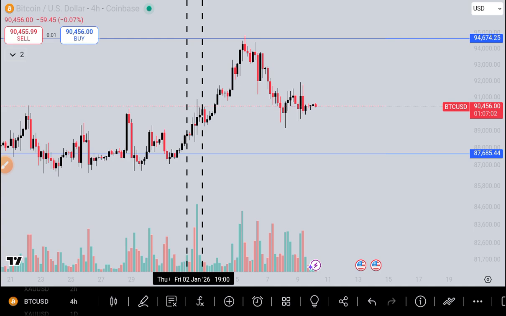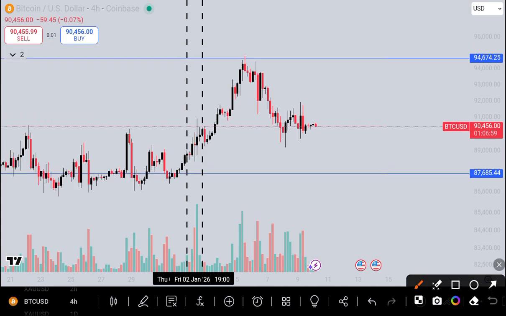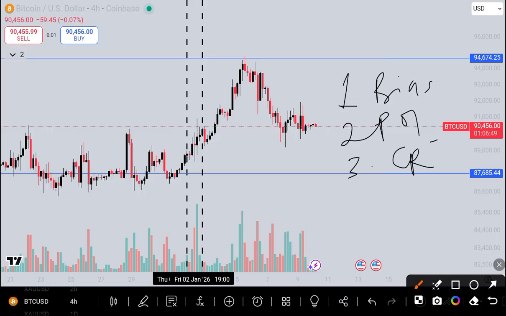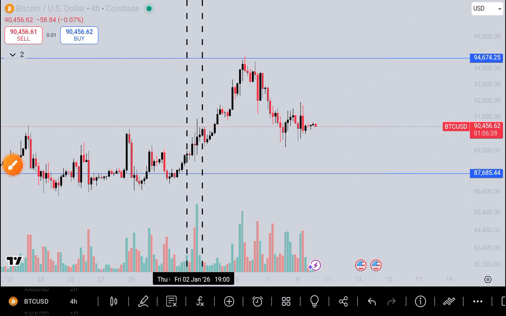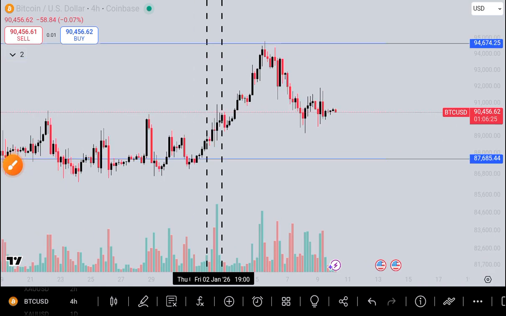Remember, I told you the first thing you want to do is understand the bias. The second thing you want to do is find the POI using volume. And the third thing you want to do is find an entry using CRT. Understand bias to give you direction. Understand POI to look for opportunities. Understand CRT for proper entry. Take note of these three things. This is going to change your trading game if you really want to trade like me in 2026.